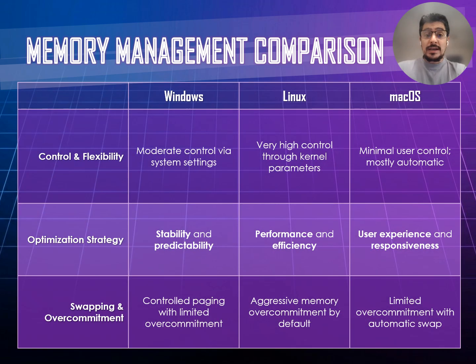Now, let's summarize the three different memory management models. Windows prioritizes stability and predictability using a controlled paging system and configurable page files. In turn, Linux focuses on performance and efficiency, offering a high degree of control in management via kernel parameters. macOS focuses on automation and user experience, using memory compression and automatic swap management to reduce user intervention.